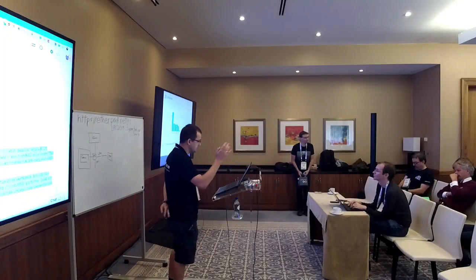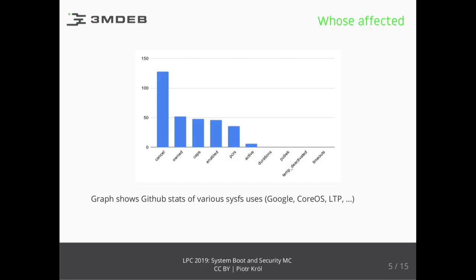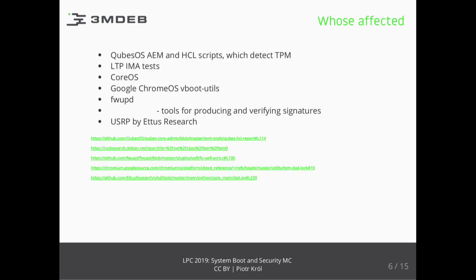So we did some scanning of GitHub, and you see that most people are using cancel in user space, but owned caps and enable PCRs are not so useful for people, at least. So I see Google Code, CoreOS, the Linux Test Project, there's even some fwupd stuff. There are a bunch of projects, Qubes OS of course, that use that and assume that the structure in sysfs is as it is. And if you change something, these tools will probably break and just throw you an error, and who knows what will happen.